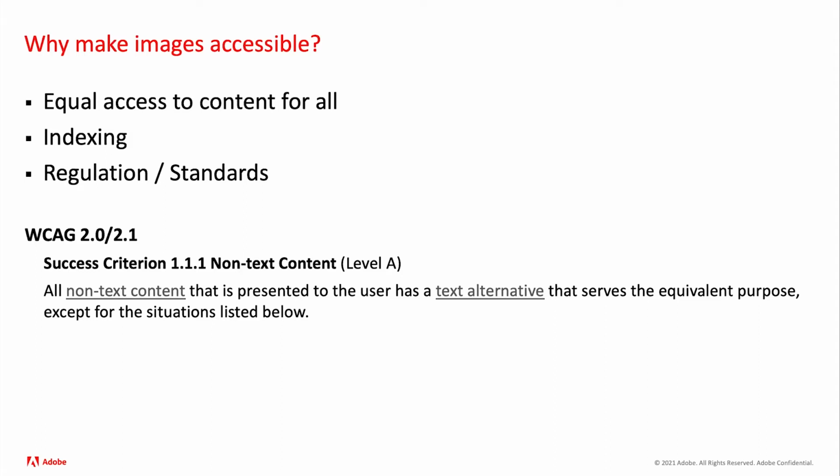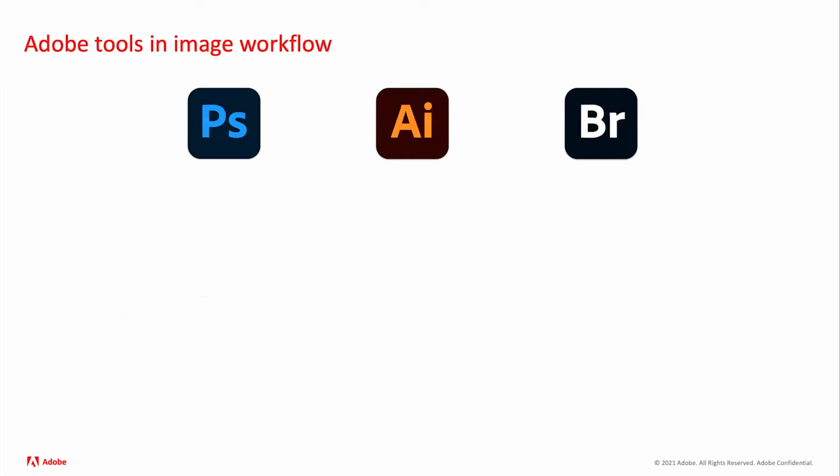And one great way is where we have big image repositories, whether it's through Getty or Adobe Stock, that there's alternative text that is available to be able to be used as an option when people are creating content. So when we think about Adobe tools that are in the image workflow, I think a lot of people are thinking first about Photoshop, Illustrator, Bridge as tools where you can create these images and you have some options to add alternative text.